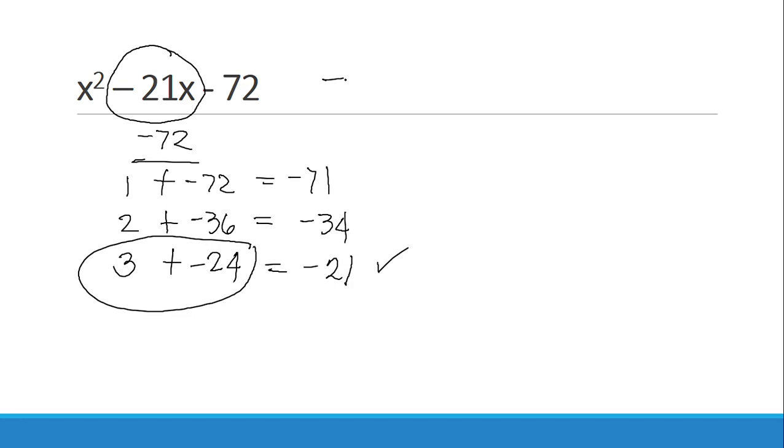Now we are on for writing the factors. Writing the factors in here, we have x squared. So we will be writing x here and x there. And then your factors, we have positive 3, so that becomes plus 3. And the negative 24, that becomes a minus 24. So there you go with your factors of x squared minus 21x minus 72.